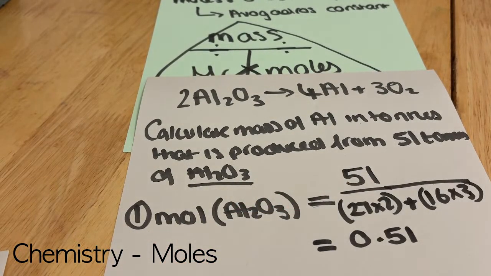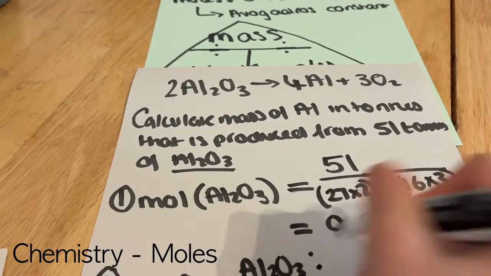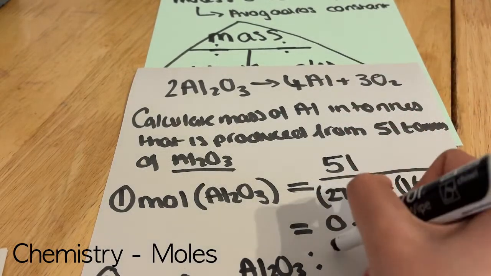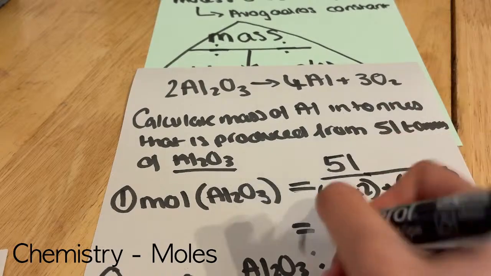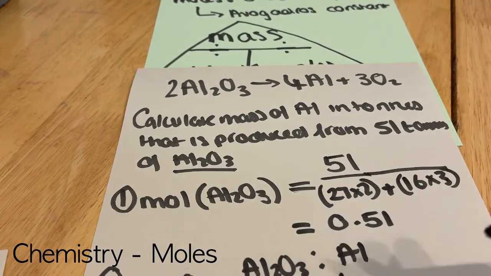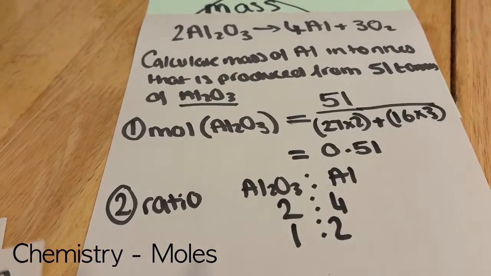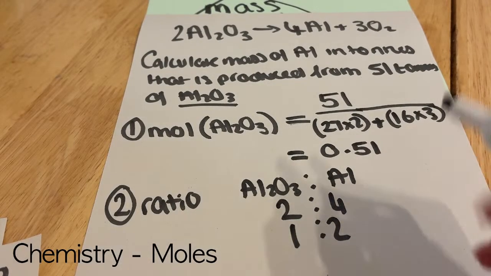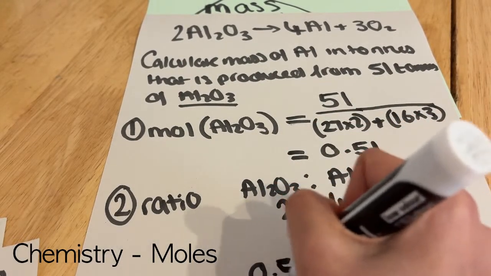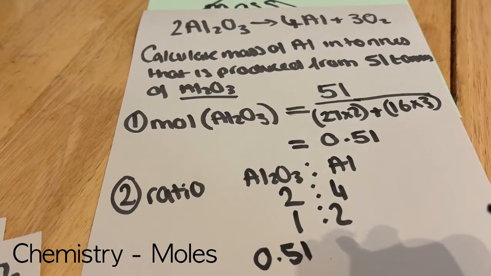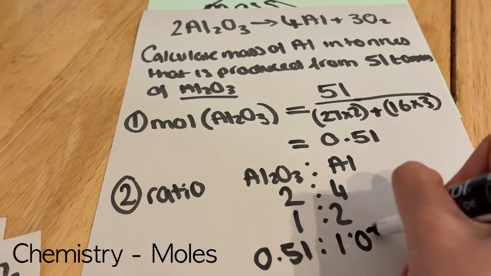Then we're going to use the ratio. We use the ratio of what we've been given, which is the aluminium oxide, in comparison to what we're trying to work out, the aluminium. Here we can see the ratio in the equation is 2 to 4. To simplify this, it's a 1 to 2 ratio. So we can then use the moles that we've worked out in this ratio to work out the moles of the aluminium. We know that we have 0.51 moles of aluminium oxide. That means we're just going to times it by 2 to work out the moles of aluminium, which is 1.02.